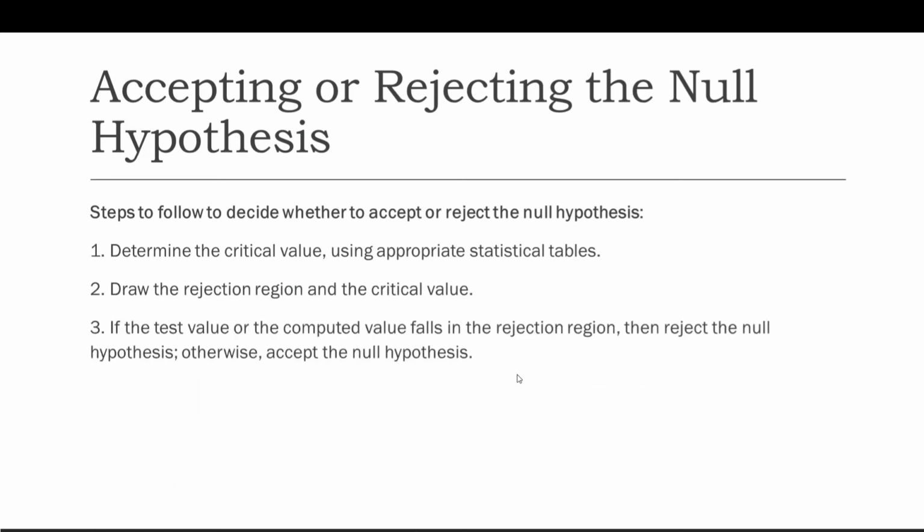And third is if the test value or the computed value falls in the rejection region, then reject the null hypothesis. Pero pag hindi naman napunta yung ating test value doon sa rejection region natin, then i-accept natin yung null hypothesis. So, para mas madali nating maintindihan, we have here the example.